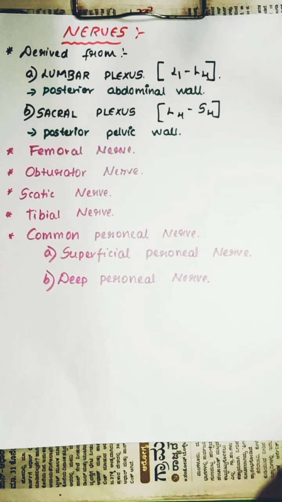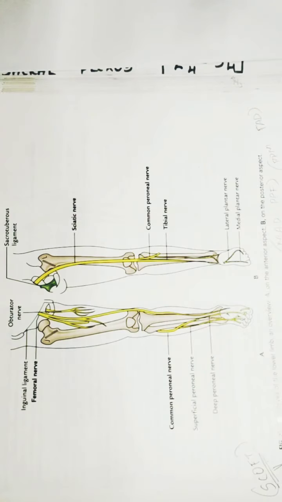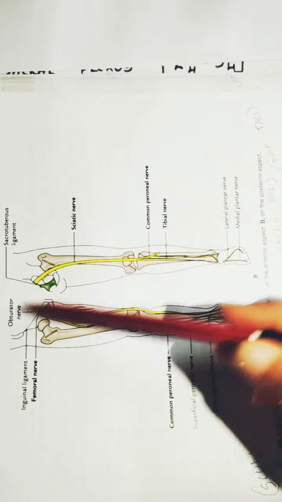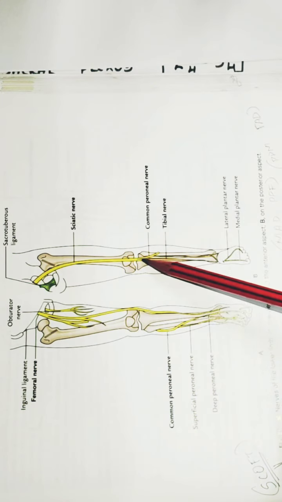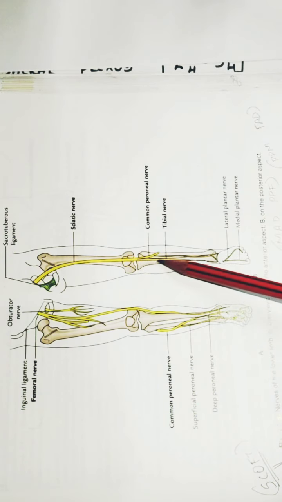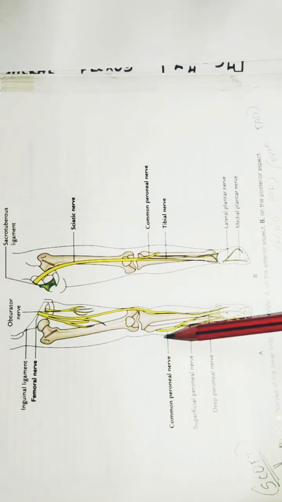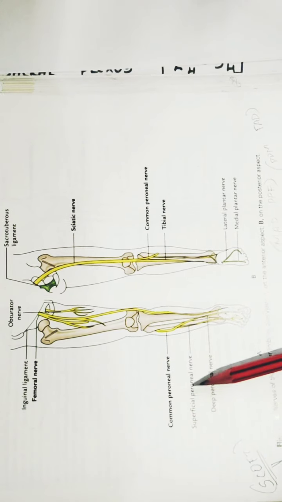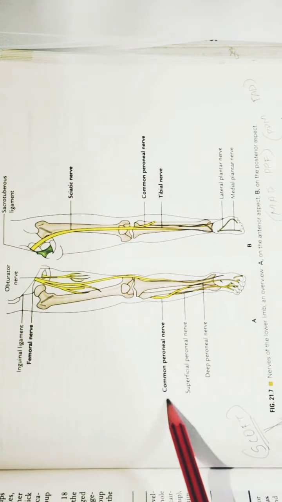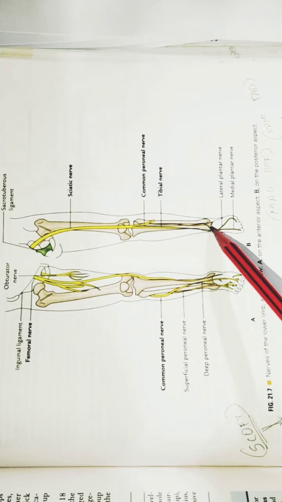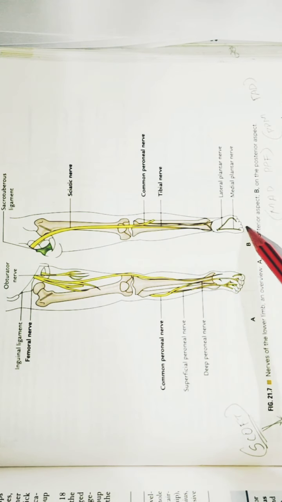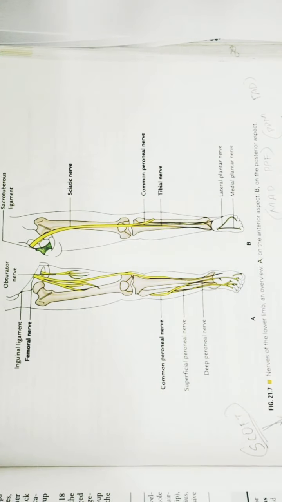I'll show these nerves with the help of a diagram. As you can see in the diagram, you have the obturator nerve, femoral nerve, sciatic nerve, the tibial nerve, and the common peroneal nerve. You can see the common peroneal nerve dividing clearly into the superficial branch as well as the deep branch. You can also see the lateral plantar nerve as well as the medial plantar nerve. So this is the generalized nerve supply of the lower limb.